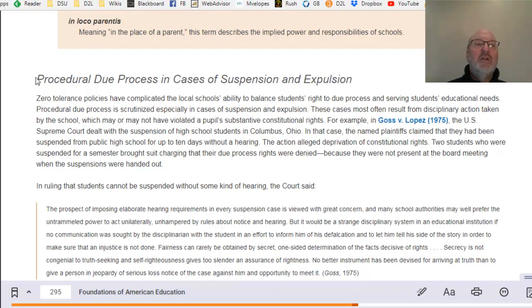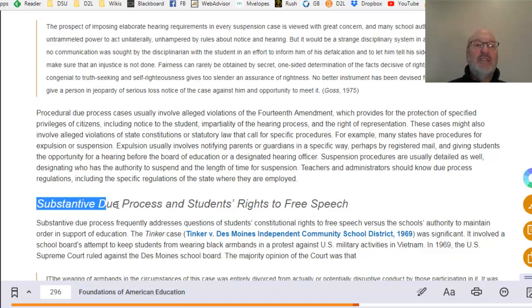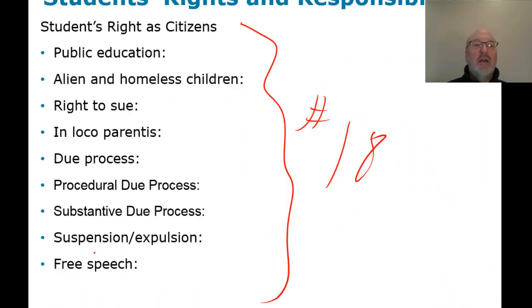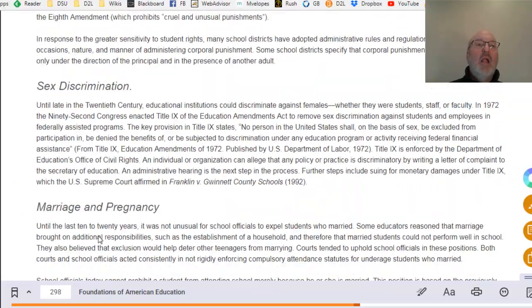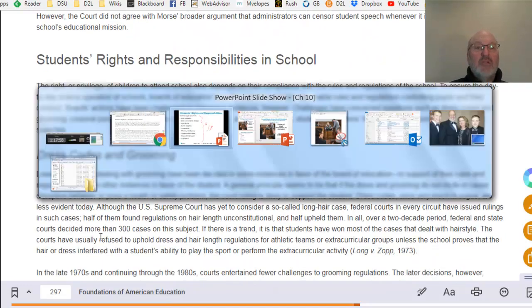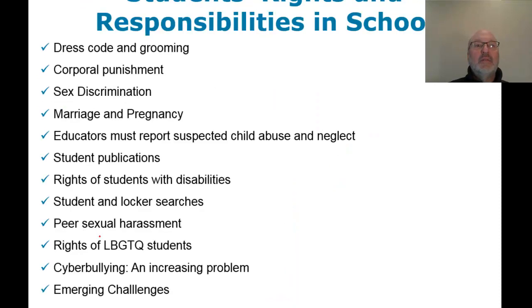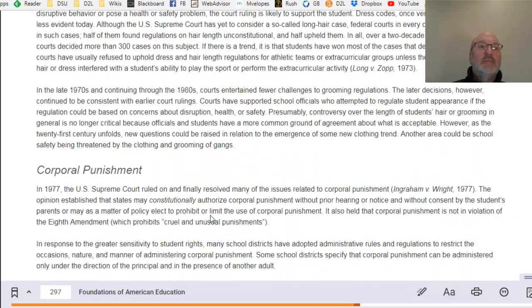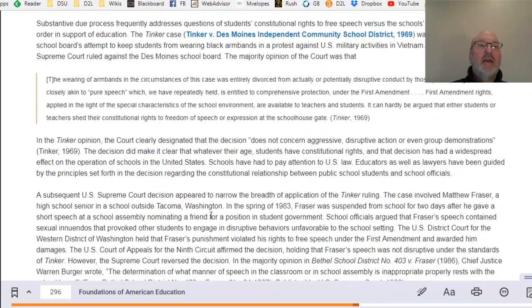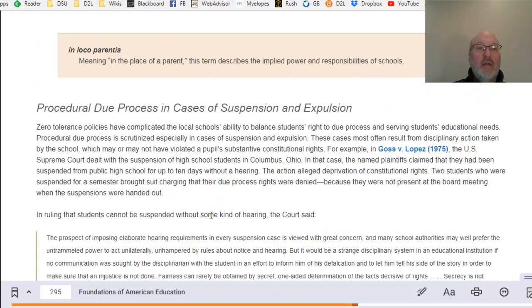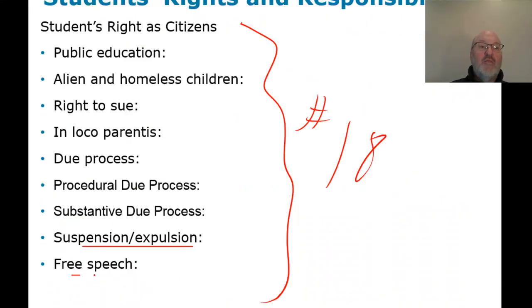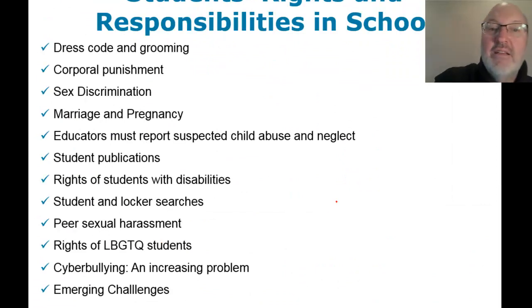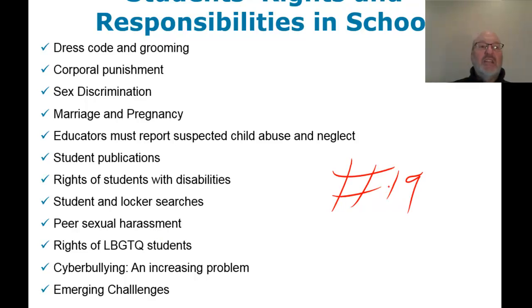And then this procedural due process, you talk about that. We looked at it earlier, due process. Here's procedural and substantive due process. And then students' rights and responsibilities in school. Let's see. Why did it jump back up here? That goes over here. And I am going to let all that be. Where was this at? Oh, suspension, expulsion, and free speech. So you come up with that. And then these, it does a great job of just ticking through these. This is 18. This is number 19. And you show me you understand each of these with a one line.